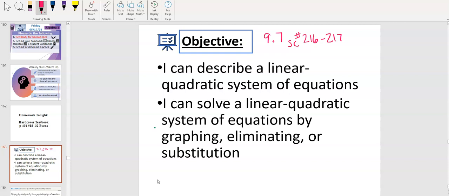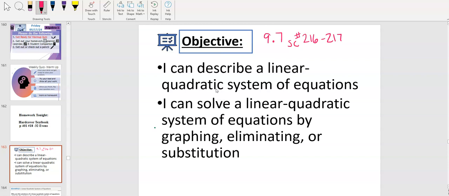All right, ladies and gentlemen, here we are. We've made it. We are on the last lesson of topic 9, 9.7. We're in our student companion on page 216 to 217. In this lesson, we're going to learn about linear quadratic systems of equations.